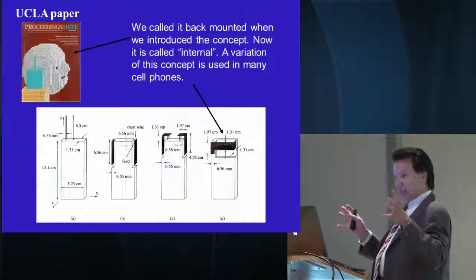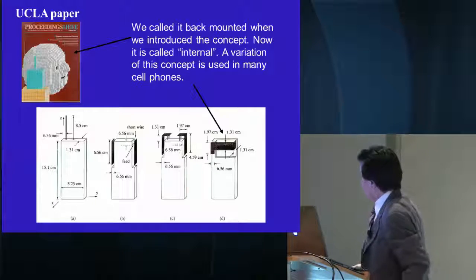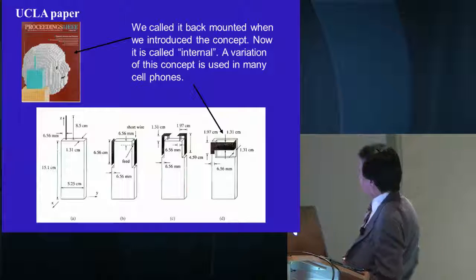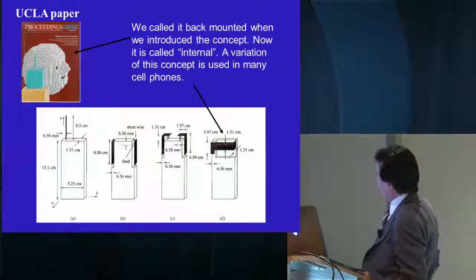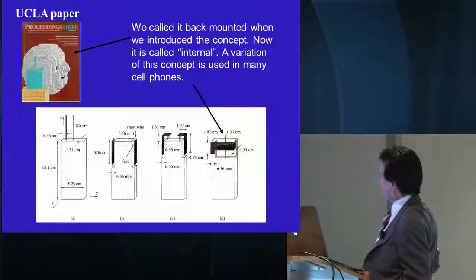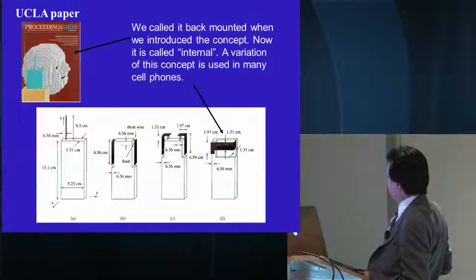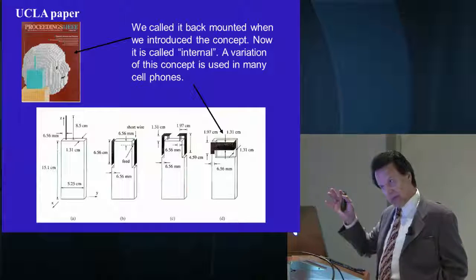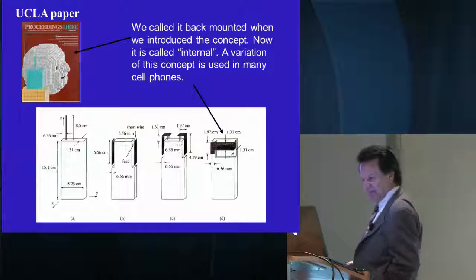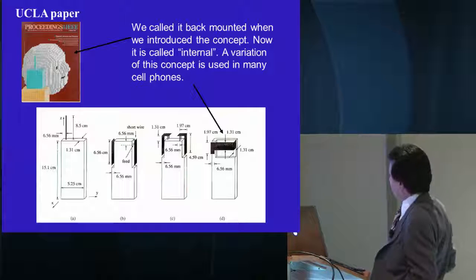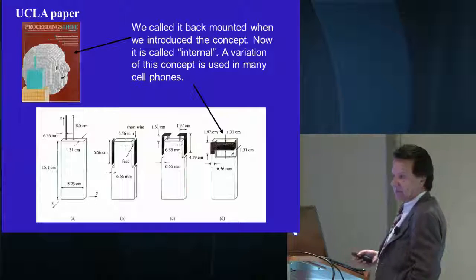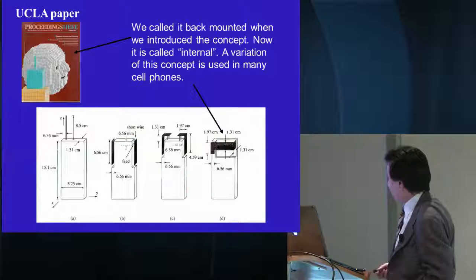Then we deployed all this concept for some modern application. We did a lot of work in the past on the application of the cell phone and interaction with the human. So this is a classic whip antenna, and then we look at diversity antenna and so forth. We called this particular class of antenna, this is the early 90s, you go back many decades, we called this back-mounted when we introduced the concept. Now people refer to this concept as internal antennas.